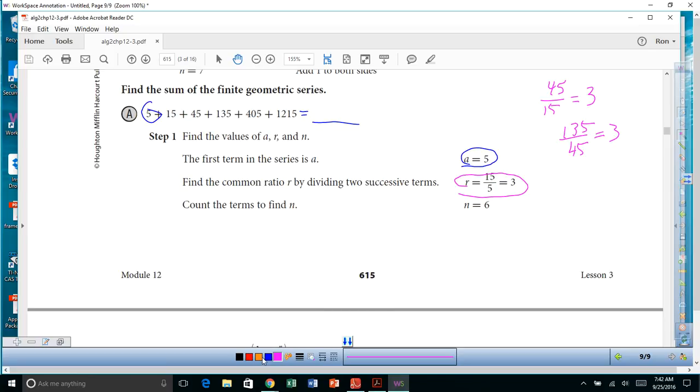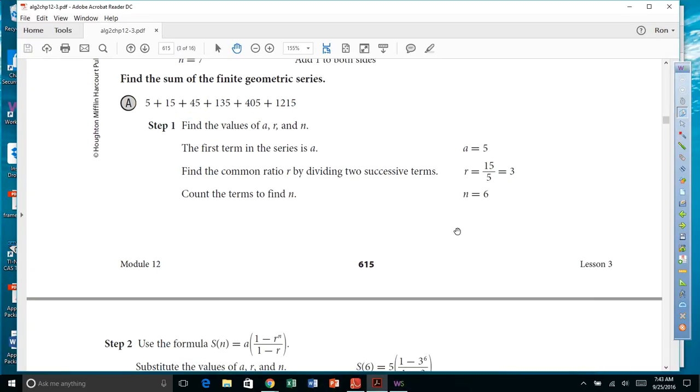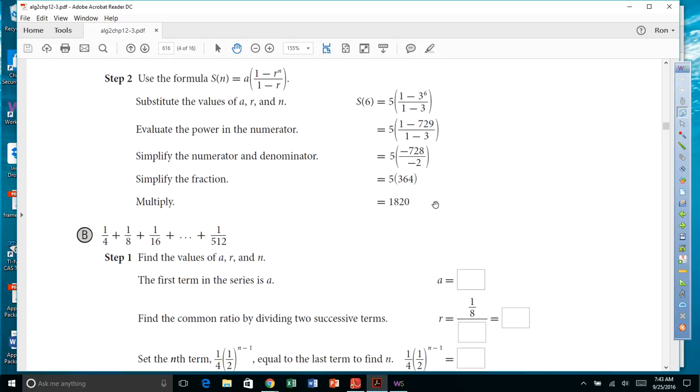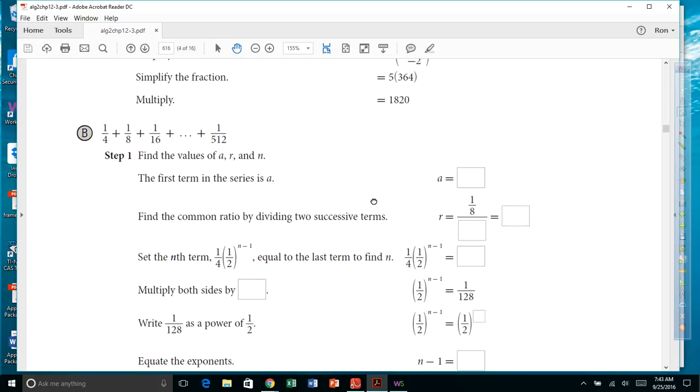And then they just counted them up. 1, 2, 3, 4, 5, 6. So that's how they got 6. All right. And they're just showing you how to use the formula here. Use the formula S of n equals a times 1 minus r to the n divided by 1 minus r. So they put 5 in for the a, 3 in for the r and 6 in for the n. Do a few calculations in the calculator, and there you go.